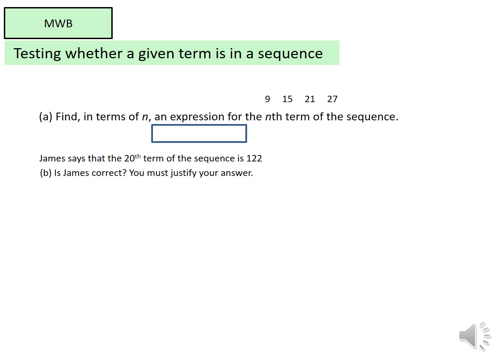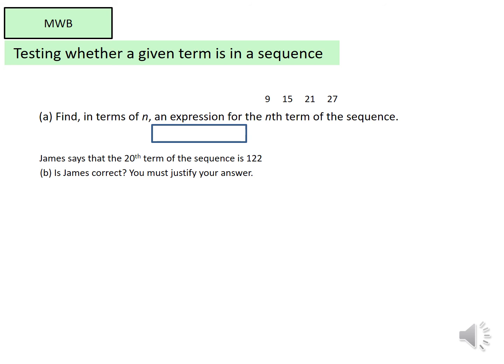Okay, what we'd like to do now is have a go at the following question. So make sure you find the nth term expression for this sequence and find out if James is right or wrong. He says that the 20th term of the sequence is 122. Okay, pause the video here, have a go at this question, and in a moment I will show you the answers.